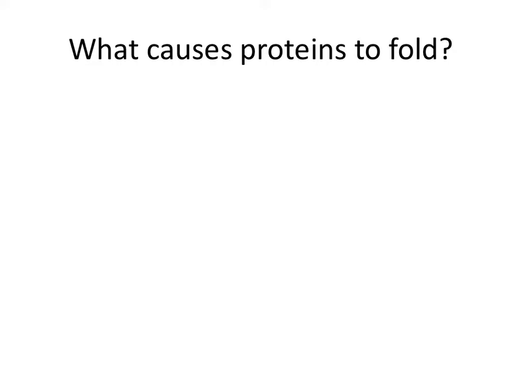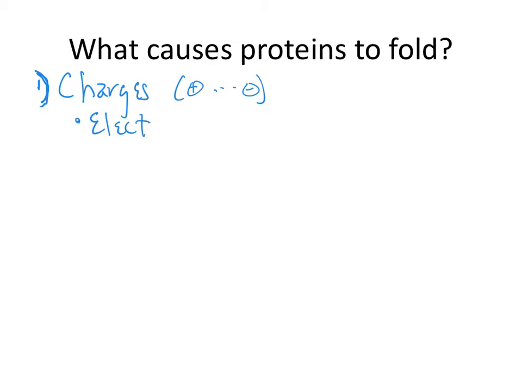So, now we have to start thinking about some of the interactions that can happen. What's one interaction between the amino acids or the polypeptides that can help cause a protein to fold? The charges. Things that are positively charged interacting with things that are negatively charged. They give it a really technical term. They call them electrostatic interactions, just in case you come across any of the papers that you're reading.